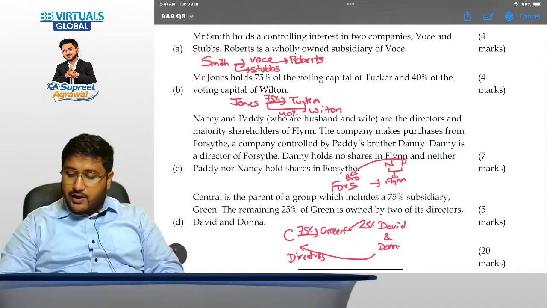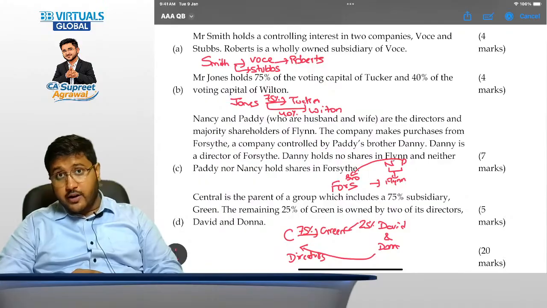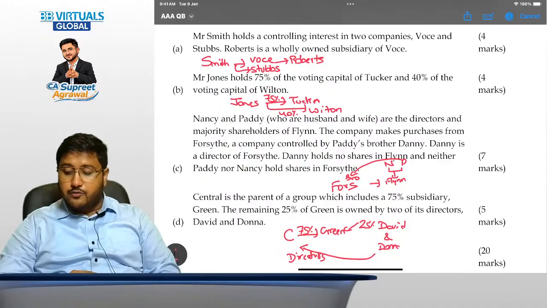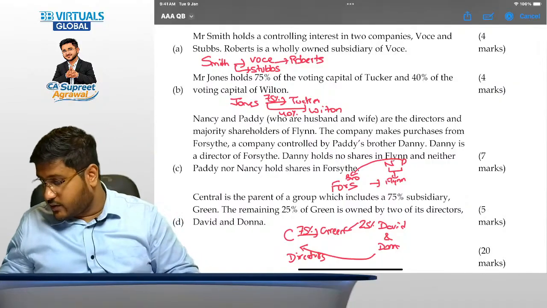Okay. Now the last one, Central. In the case of Central, what has happened is Central owns 75% of Green. So Central and Green would be related parties. David and Donna would be related parties to Green as their directors, but David and Donna will not be related to Central. Okay. Now let's quickly read the answers as well.